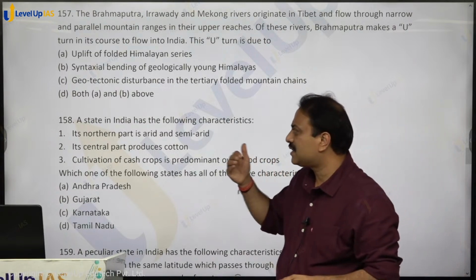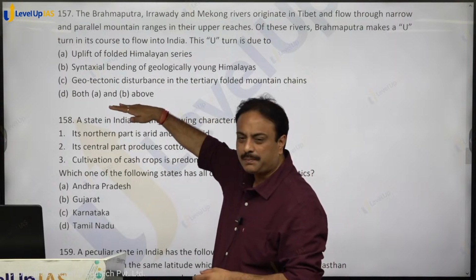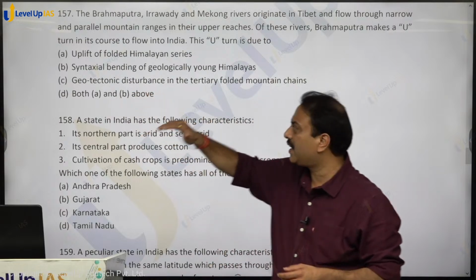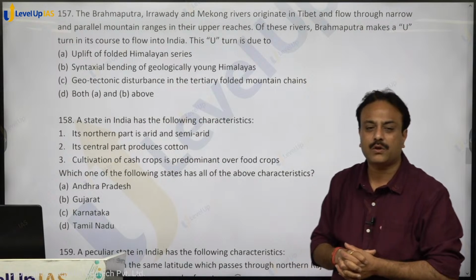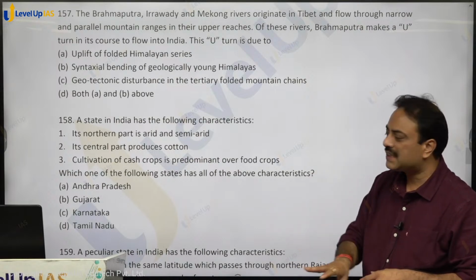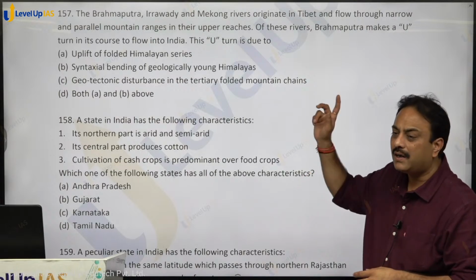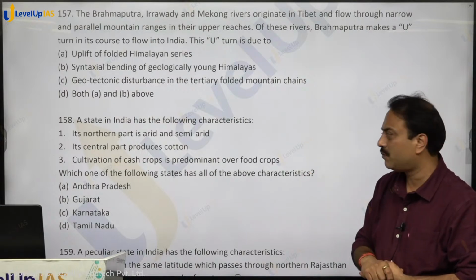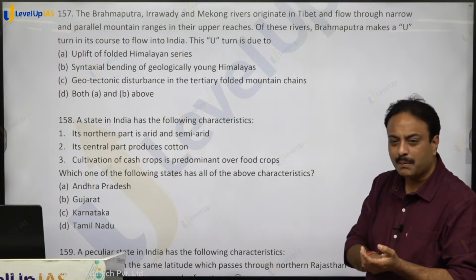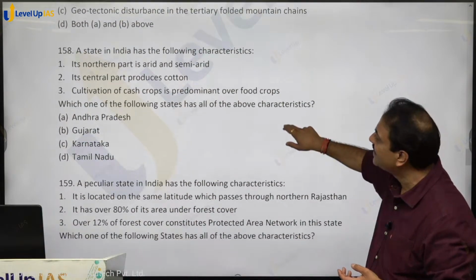When the question was asked, many student aspirants marked both A and B, considering that uplift of the folded Himalayan series should also be there. But even UPSC has not considered that, and even technically it should not be an answer to the question which is being asked over here. So option B, B for Bombay, will be the right answer.